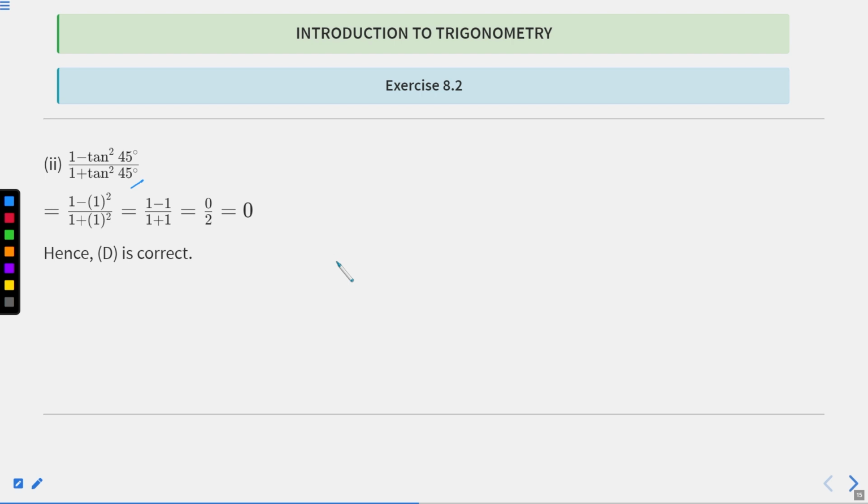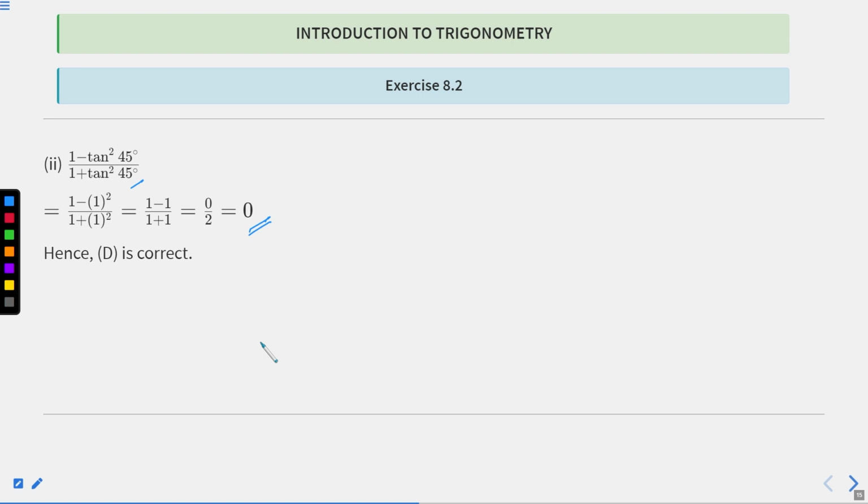We know the value of tan 45 degree is equal to 1. If we put the value of tan 45 degree in this expression, we will get 1 minus 1 square divided by 1 plus 1 square. So in the numerator you will get 1 minus 1, and in the denominator you will get 1 plus 1, and this is equal to 0 by 2, which is 0. Now you can check that in option D we have 0. Hence D is the correct option.